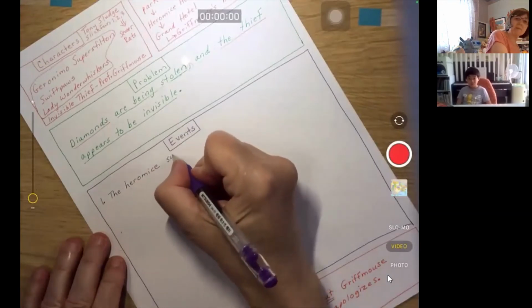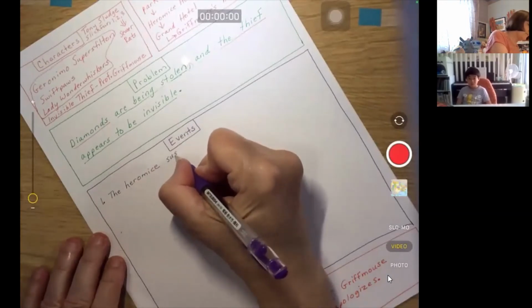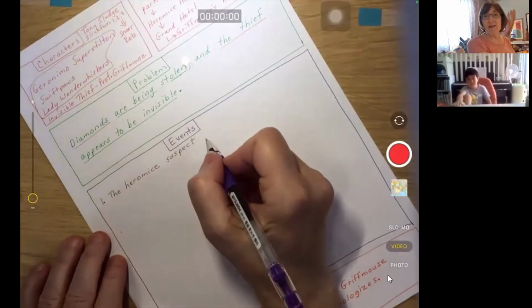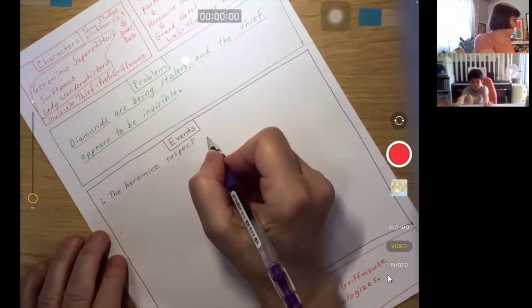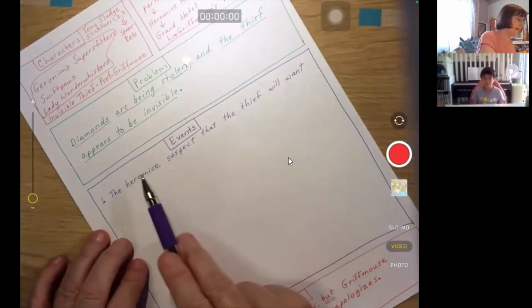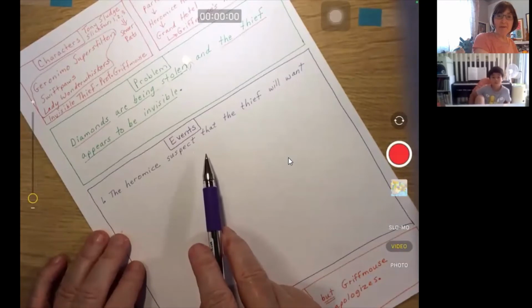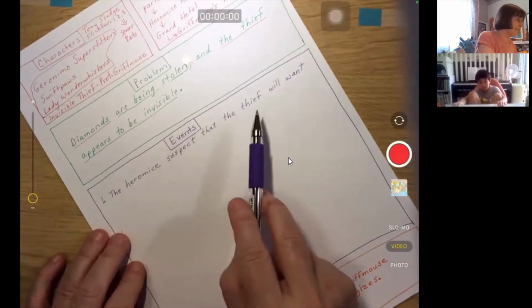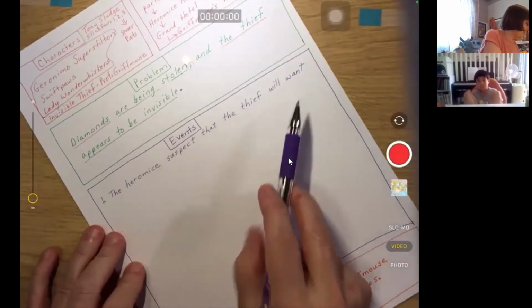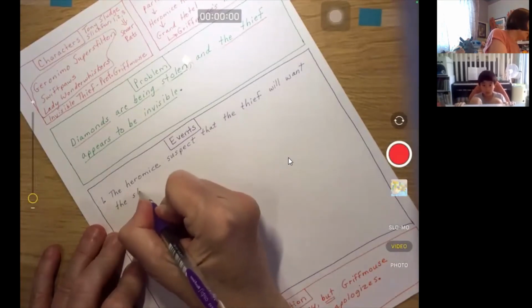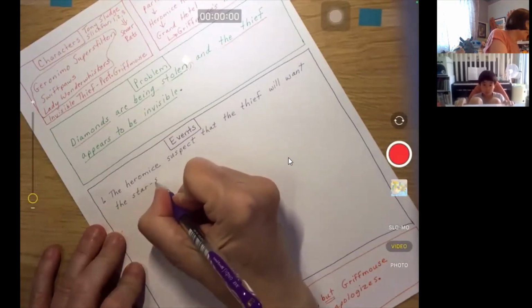suspect, make sure you can see that while I'm writing. The Heromice suspect. Suspect means they think they know what's going to happen. Okay, they think that the thief will want the star-studded diamond. Do you remember the star-studded diamond?